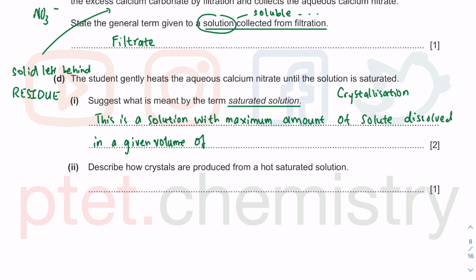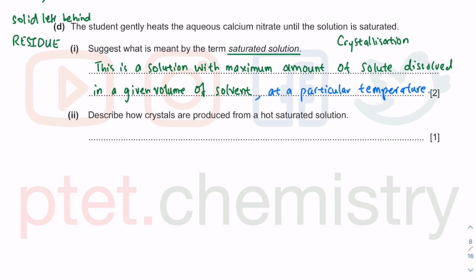And what is very important is solubility changes with temperature. So this one is at a particular temperature, or at a fixed temperature, because when I increase the temperature, I can change the solubility, therefore I can change your level of saturation. Now you have a hot saturated solution.